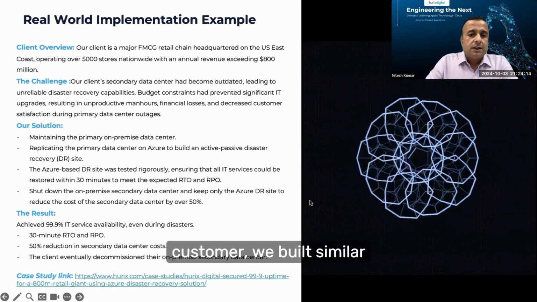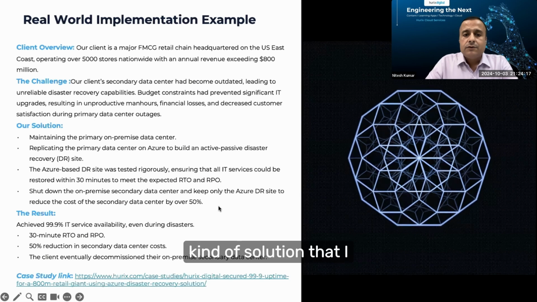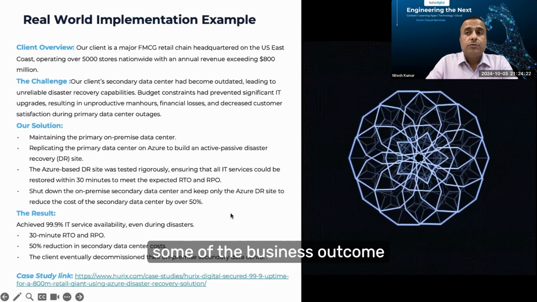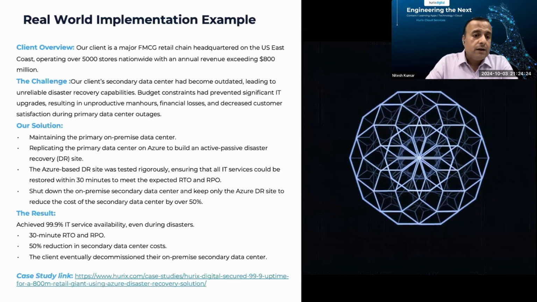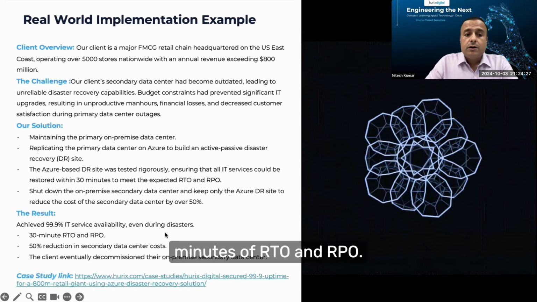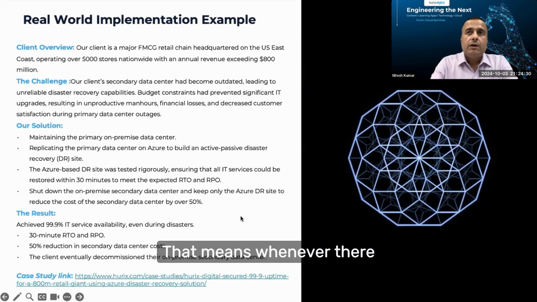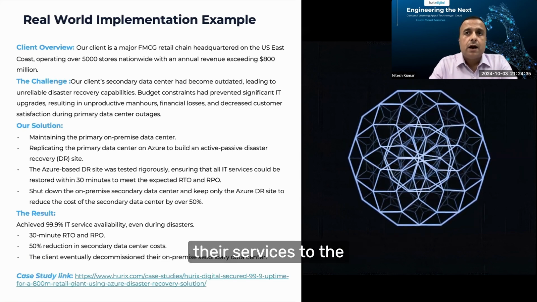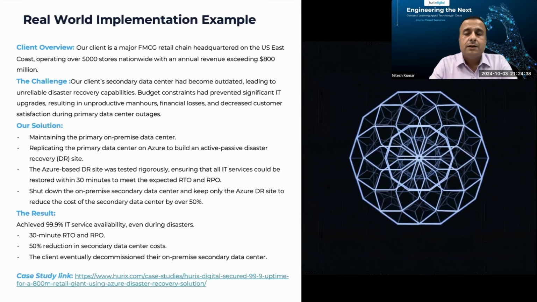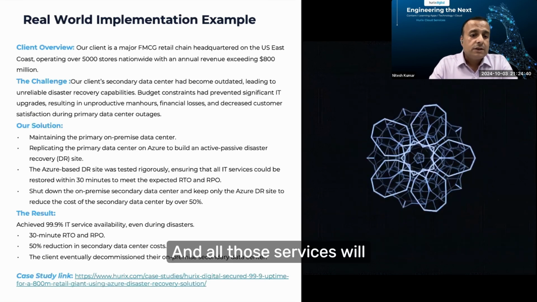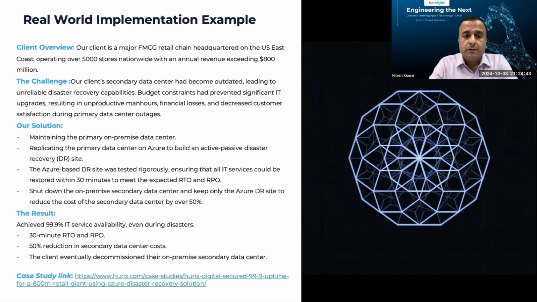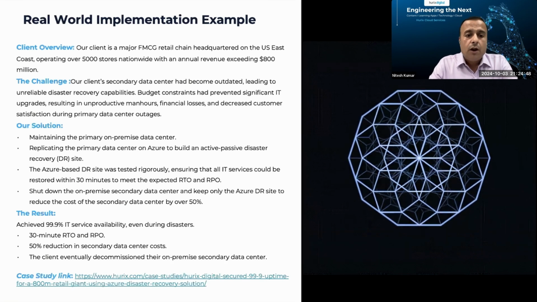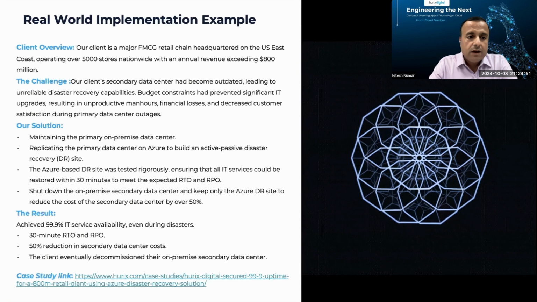When we came across this customer, we built a similar kind of solution to what I presented on the previous slide. And we ensured some business outcomes for the customer, like we ensured 30 minutes of RTO and RPO. That means whenever there is an outage, the customer will fail over their services to the secondary site on Azure, and all those services will be up and running within 30 minutes. We also ensured that even in the worst case, the customer will not lose more than 30 minutes of data.